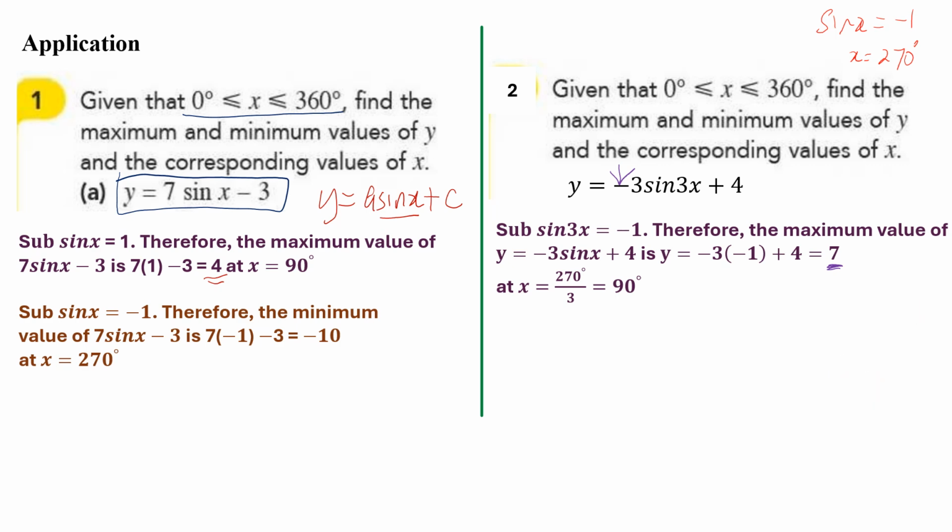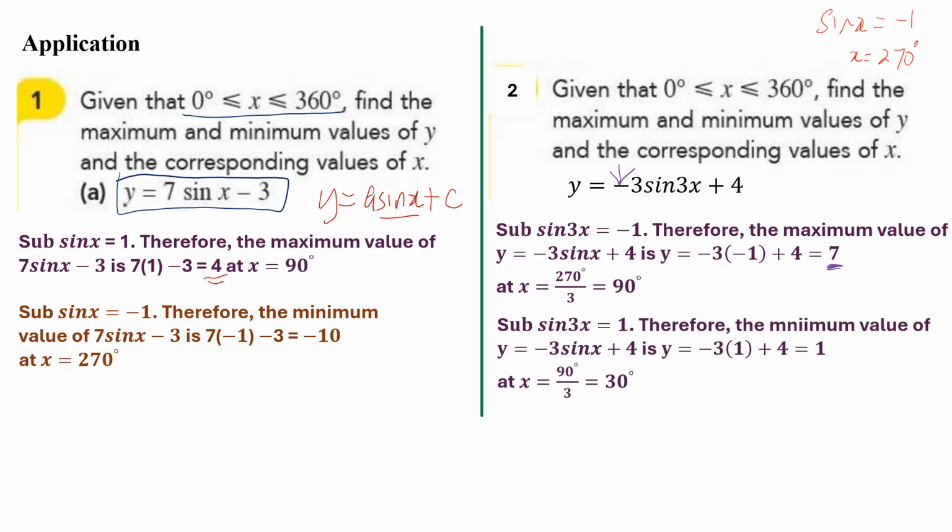Okay, so let's look at how we can find the minimum value. For the minimum value, I will have to substitute sine 3x to be 1. So therefore, the minimum value is 1. And that happens when, yes, you have to take 90 degrees divided by 3, gives you 30. Because sine 90 is equal to 1, if you were to use a calculator to evaluate it. Right, so I hope this video will provide you with a better explanation than the previous one to understand how to find the maximum and the minimum value of y and the corresponding values of x.